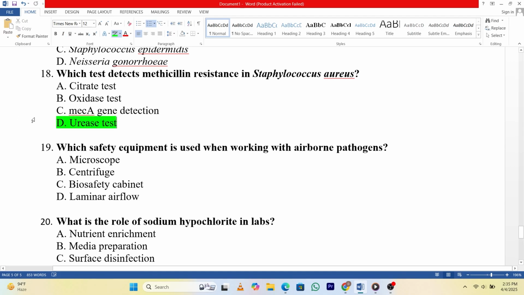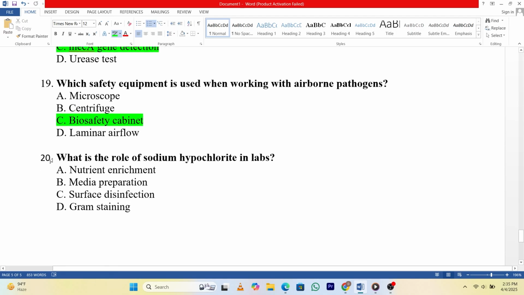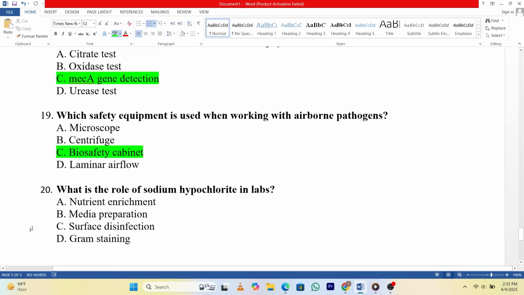19. Which safety equipment is used when working with airborne pathogens? A. Microscope. B. Centrifuge. C. Biosafety cabinet. D. Laminar airflow. Answer, C. 20. What is the role of sodium hypochlorite in labs? A. Nutrient enrichment. B. Media preparation. C. Surface disinfection. D. Gram staining. Answer, C.